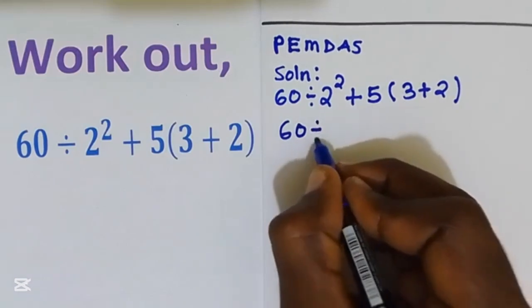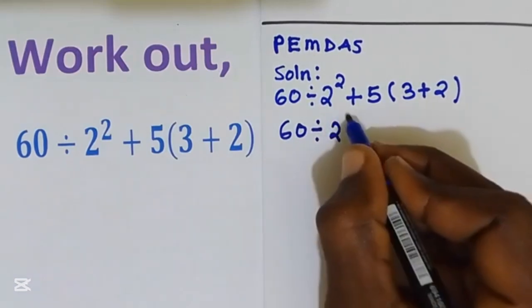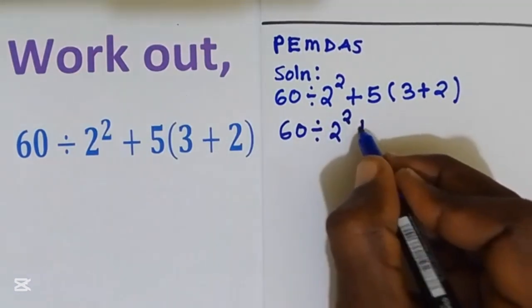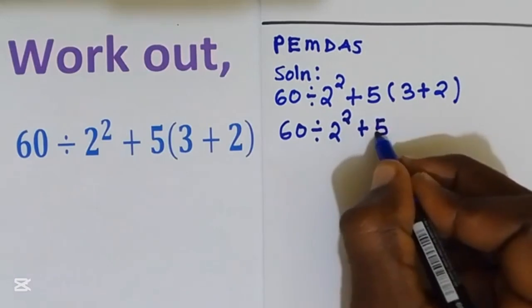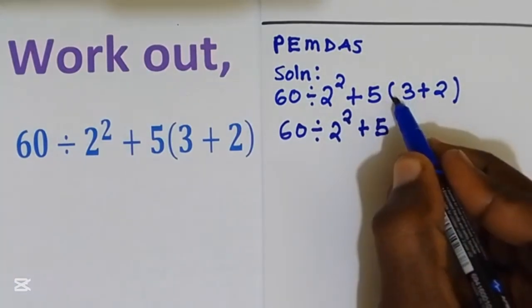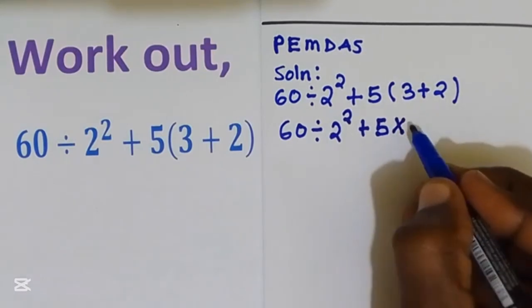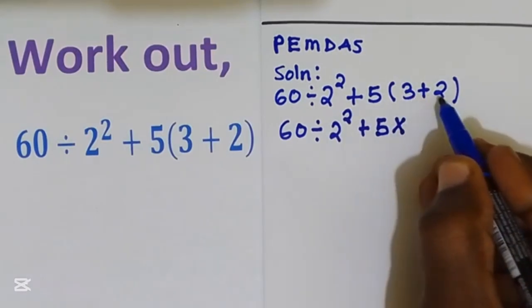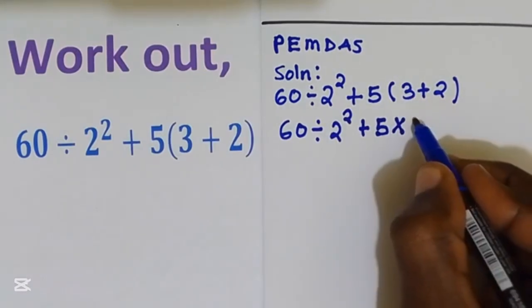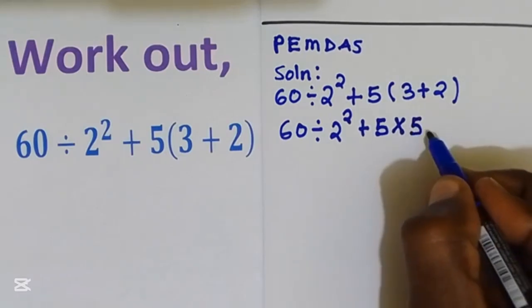60 divided by 2 squared plus 5. Between the parentheses and 5, we have a multiplication sign. 3 plus 2, we get 5.